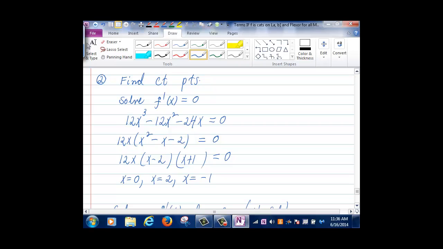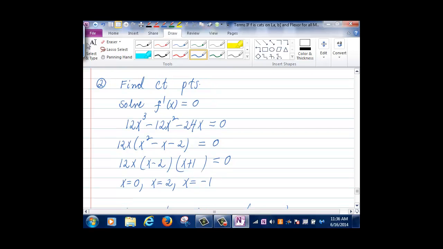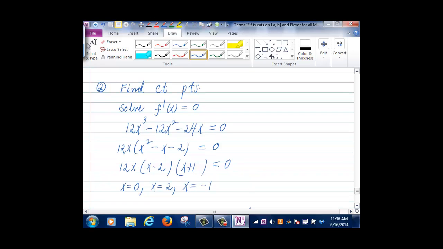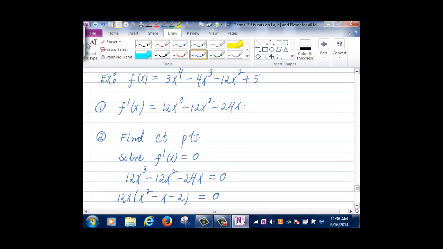Now remember, the derivative is basically the left-hand side of this equation, right? So I'm going to go ahead and write down the fact that this derivative is 12x times (x - 2) times (x + 1), right? We factored out the derivative this way. Is everybody okay with that?